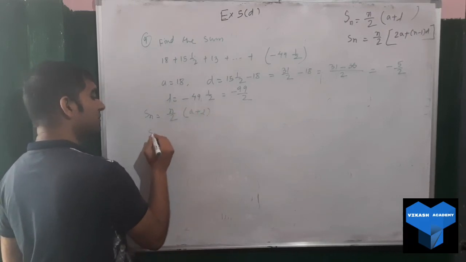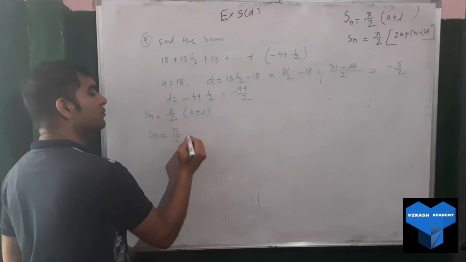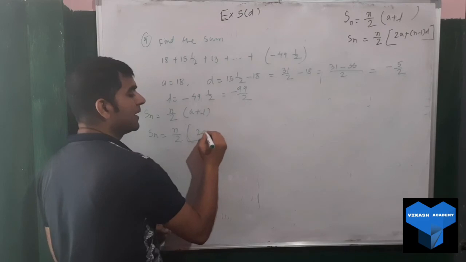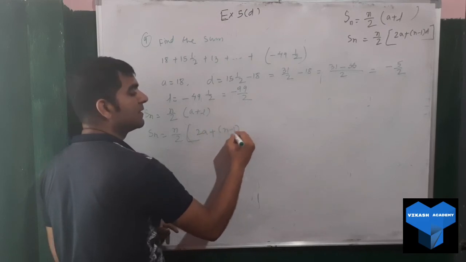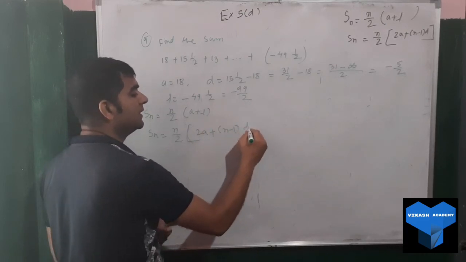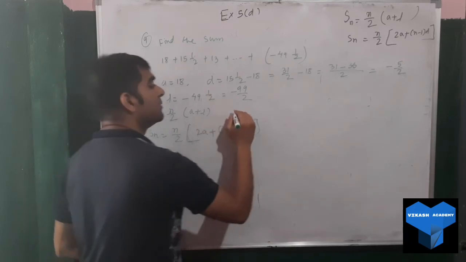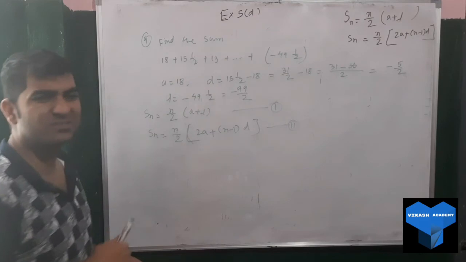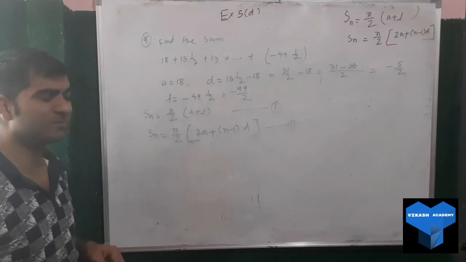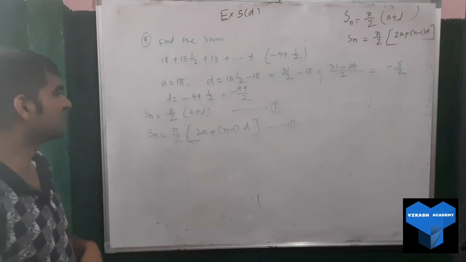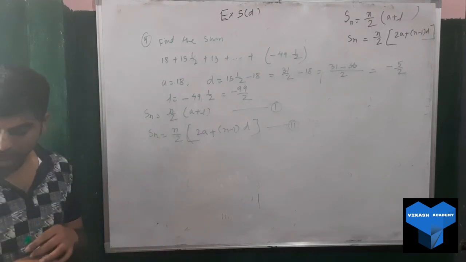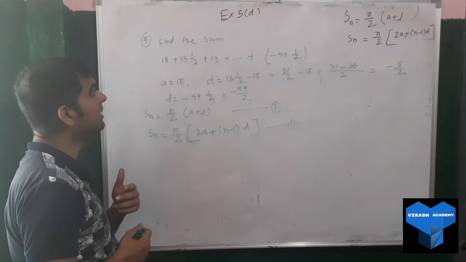The other formula is also given here. Sn is equal to n by 2 times (2a plus (n minus 1) times d). We will make this equation 1 and this equation 2. Since the values are given in fractions, if you put them in and solve that way, it will become difficult for us. So first we will try to equate these two equations and see how much we are getting, and from there we will get n, and then we can find the sum.